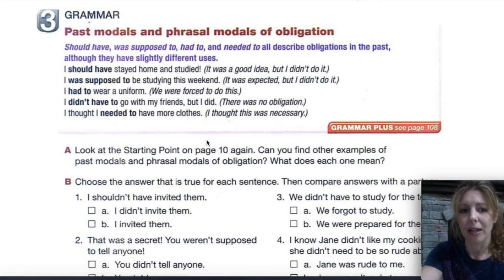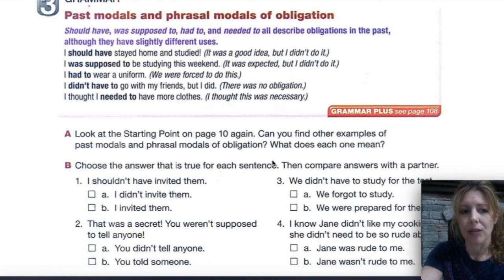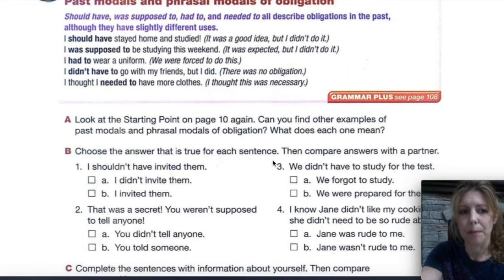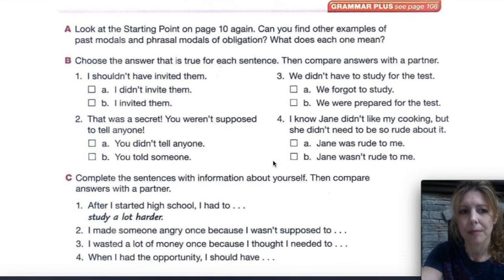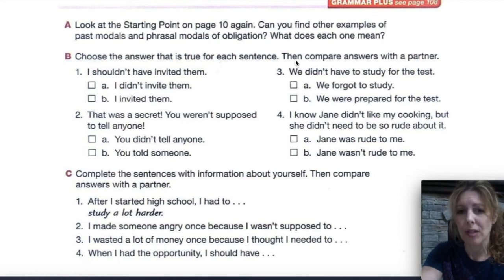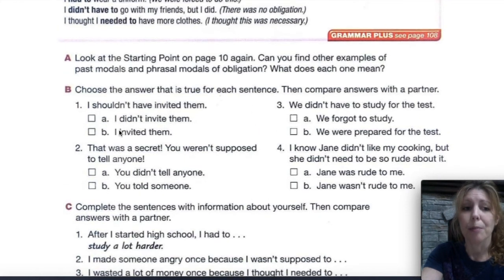All right, so let's go ahead and look at part B here. It says choose the answer that is true for each sentence. We're just going to take a look at these. Maybe we can highlight them. Look at number 1. What does this mean? If somebody says, I shouldn't have invited them, does that mean I didn't invite them, or does that mean I invited them? B, it means I invited them. You're regretting it.